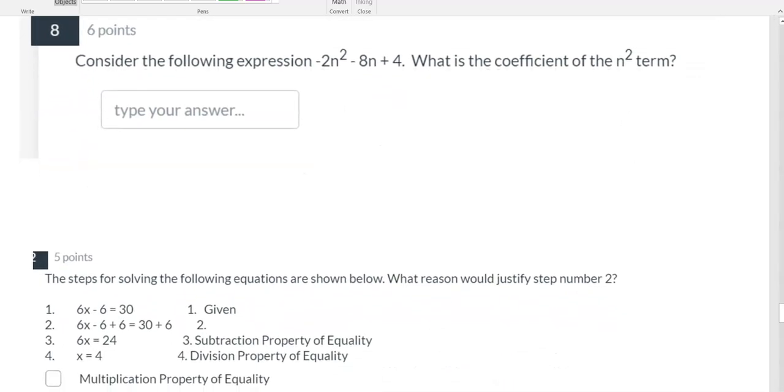All right, now coefficient. Coefficient is just the number in front of the variable. So if I'm looking for what is the coefficient, they said, of the n squared term. Well, the n squared term's right here. What's in front of it? Well, what's in front of it was negative 2. That's the coefficient. It's just a fancy word for the number in front of a variable.